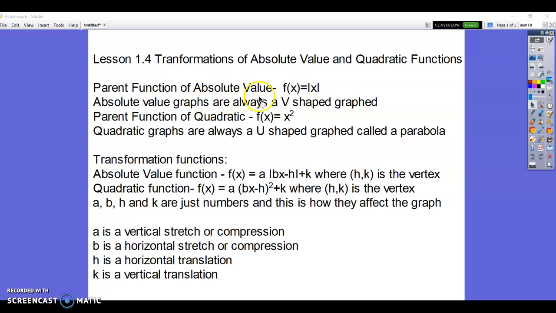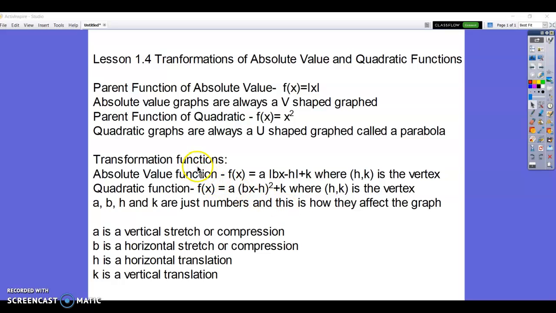Okay? Absolute value graphs are always going to be V-shaped. That's something that you should know. And the parent function of a quadratic is f of x equals x squared, and a quadratic is always going to have a U-shaped graph, and these are called parabolas. All right, so it's important to know what the parent functions are as we start looking at transformations, because transformations are just going to be the parent function moved and shifted, compressed, or whatever, to have a new function that looks the same, it's just in a new location on your graph.